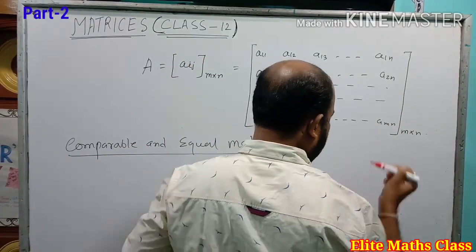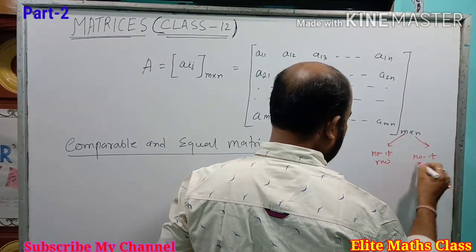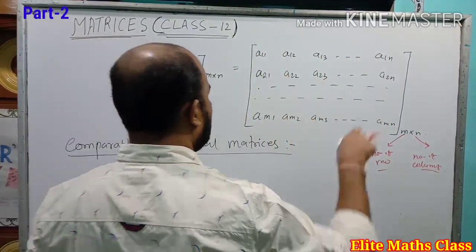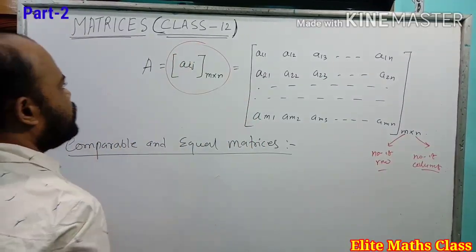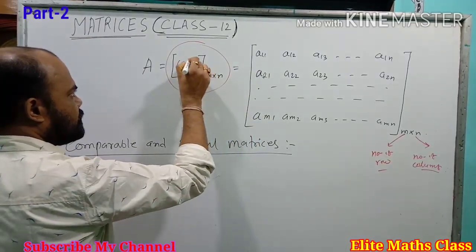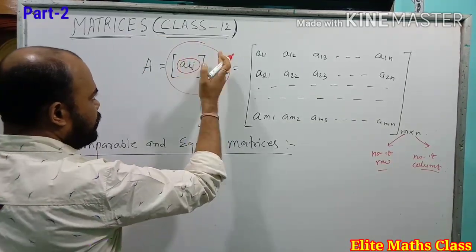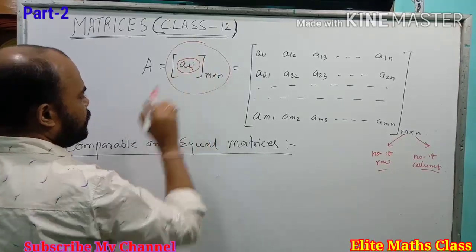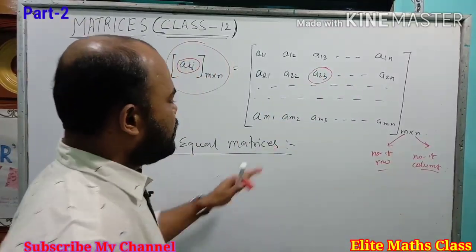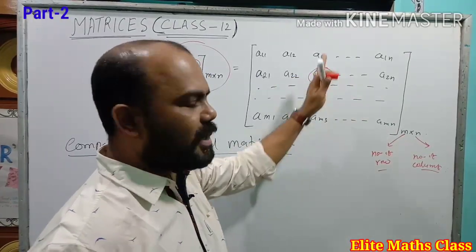Here the first one indicates the number of rows, and the second one indicates the number of columns. So in this matrix there are m rows and n columns, and this one is the shortest form to represent a matrix of order m by n. Here also every element is represented by a suffix ij. The first suffix indicates the row number, and the second suffix indicates the column number of that particular element. For example, say here a23, the first suffix 2 indicates this element lies in the second row, and the second suffix 3 indicates that this element lies in the third column.